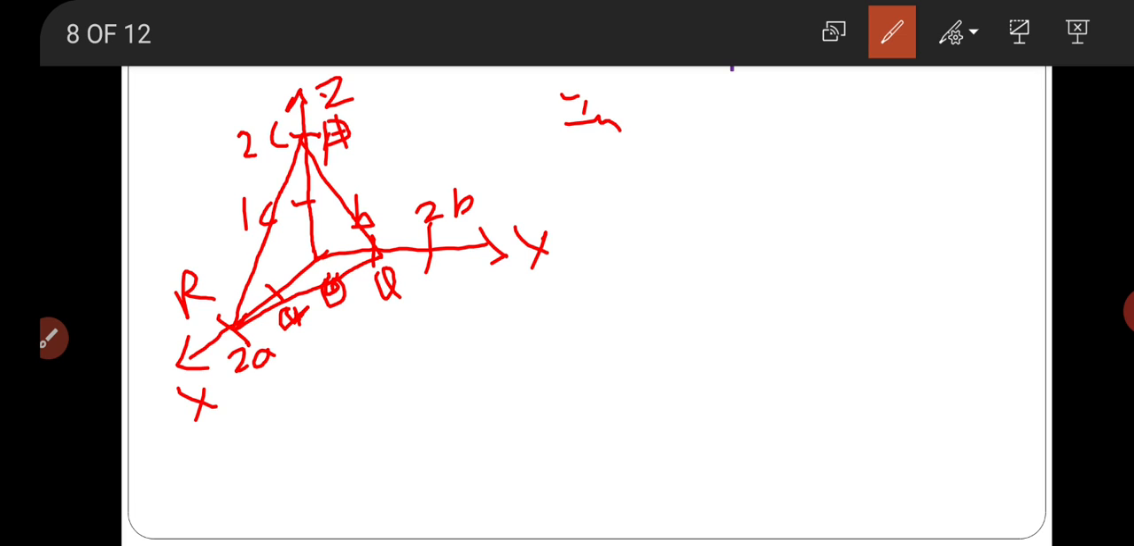So in plane PQR, according to the earlier discussion, there are 4 steps. Take the intercepts on the axes. So here along X, the intercept is twice A, then along B is 1B, and along C twice C.